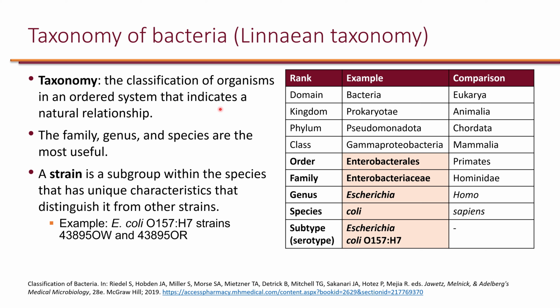You may be familiar with Linnean taxonomy, which is named after the person who came up with this system, and which ranks organisms by domain, kingdom, phylum, class, order, family, genus, species, and subtype of species for some species. For example, E. coli, Escherichia coli, is classified here, and the most useful in general is the family, genus, and species. And occasionally, for example, when it comes to E. coli, it is useful to know the order as well.